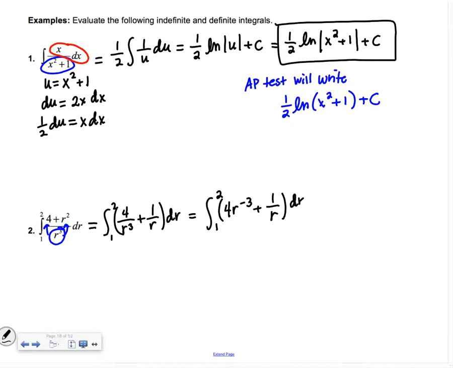So when we integrate, we're going to get r to the negative 2. We add 1 to the power. We have 1 over that new power, but we still have that 4 as well. So 4 times negative 1/2, so really negative 2 r to the negative 2. And then we have plus natural log of the absolute value of r. Don't forget your absolute value. Normally we'd have a plus c, but this one's different because it's actually a definite integral. So we go from 1 to 2.